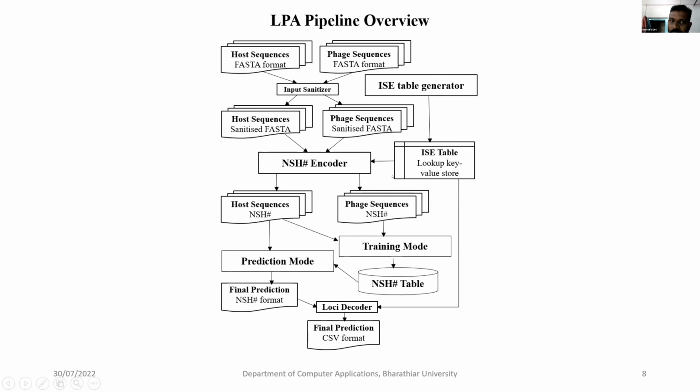These are the LP algorithm modules. Host sequences and phage sequences are filtered and fed to the NSH hash encoder. This is the ISE table generator, which generates the ISE table. Then the host sequences and phage sequences are fed to the training mode. And the host sequences alone, after NSH nucleotide sequence hashing, are fed to the prediction mode, and we get the final prediction. From the training mode, we get the final NSH hash table. After the final prediction, the lysogeny decoder gives the final prediction in CSV format.